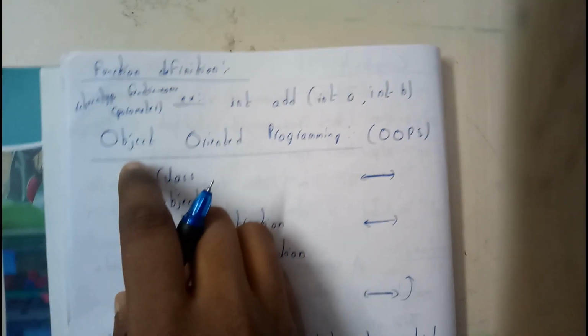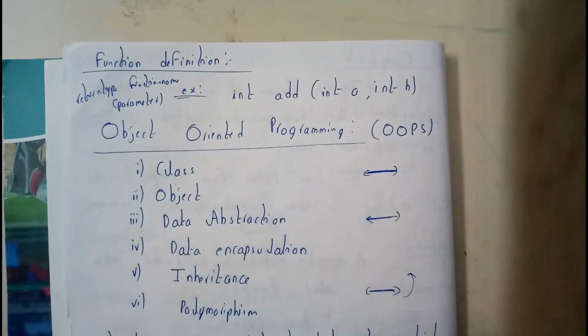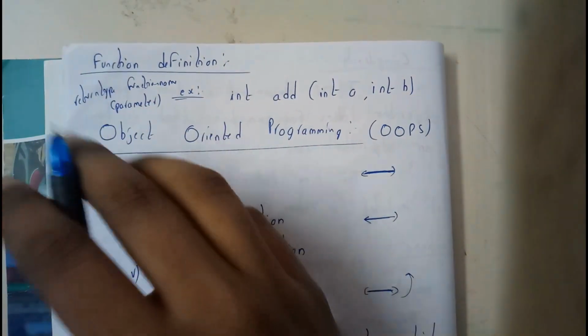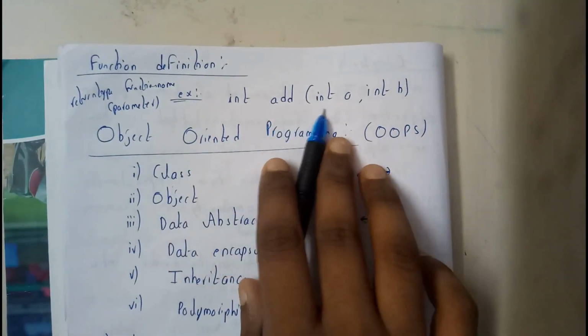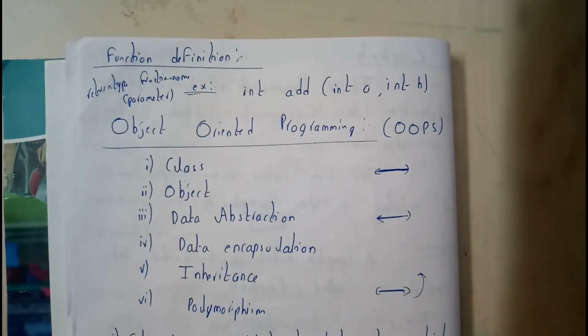function definition. Function definition is similar to function prototype, guys. In function prototype we have a semicolon, but here we will not have any semicolon. So function definition will have return type, function name, parameters: int add, int a, int b. Got it? So now I hope everyone got a small idea on this.